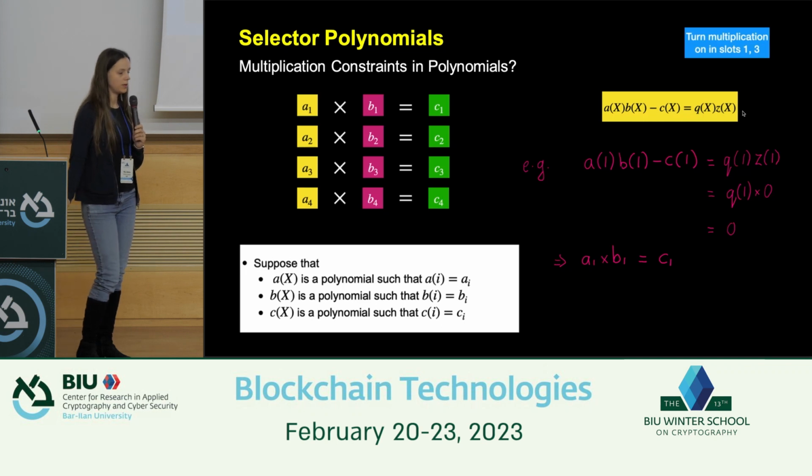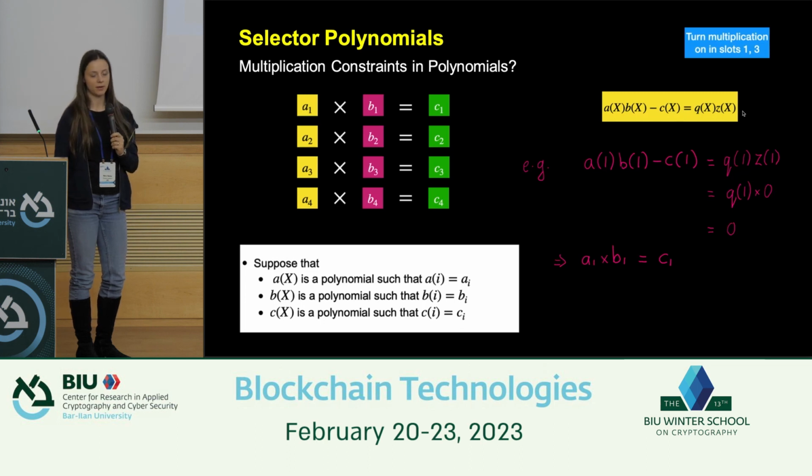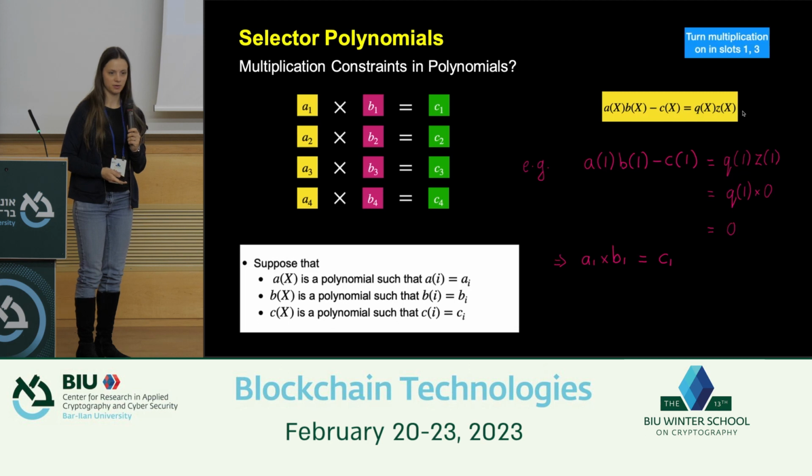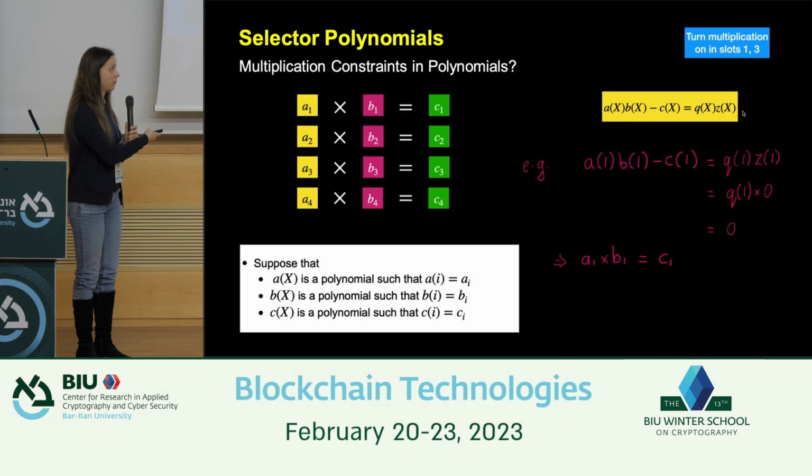As an example, if we just plug in the point 1, then we're checking that a1 times b1 minus c1 is equal to q1 times z of 1. Z of 1 is just equal to 0, that disappears. It's multiplied by q of 1, so that all goes to 0. So you end up with just a of 1 times b of 1 minus c of 1 is equal to 0. So a of 1 times b of 1 is equal to c of 1, and this constraint is going to be your multiplication constraint. Because your polynomial has to be satisfied at all points in the field, including the point 1, this polynomial equation is going to be giving our multiplication constraint there.